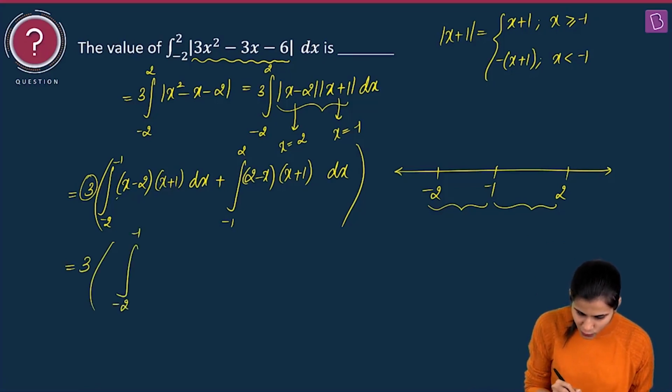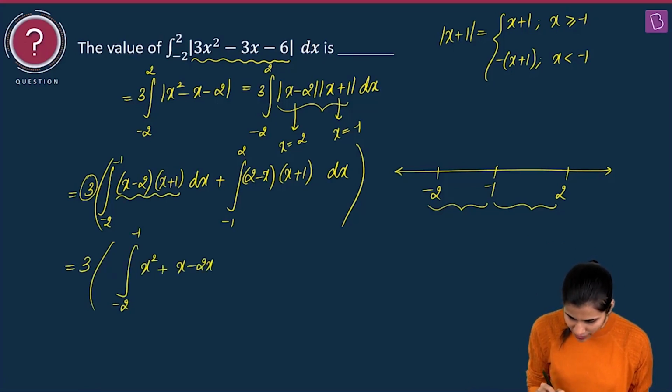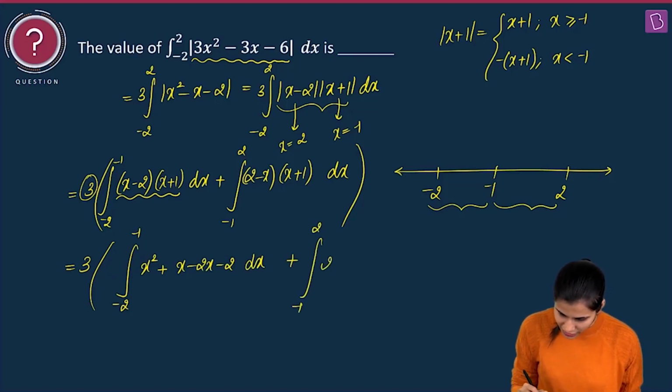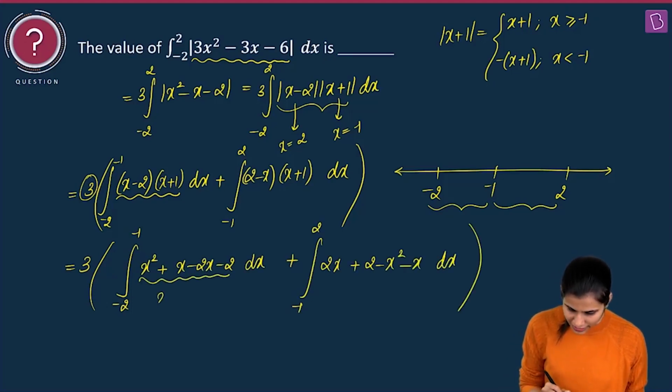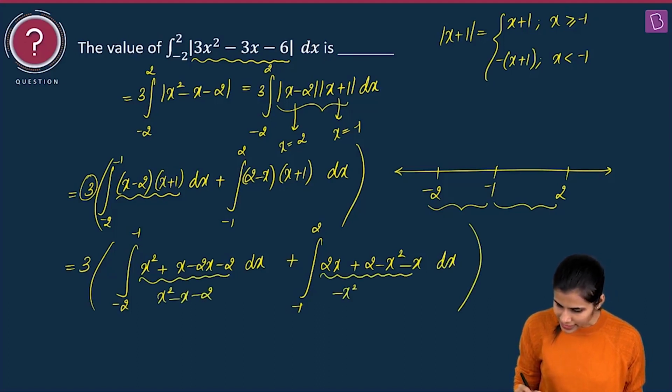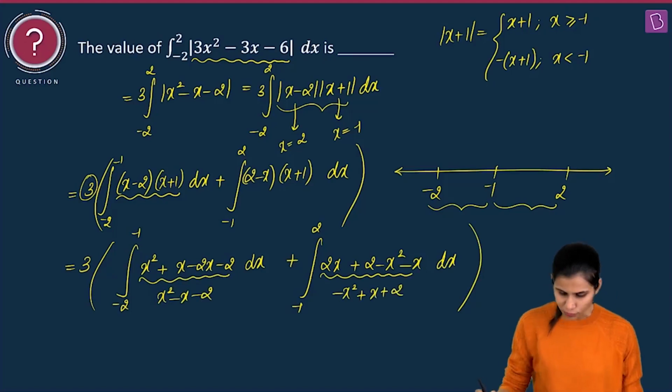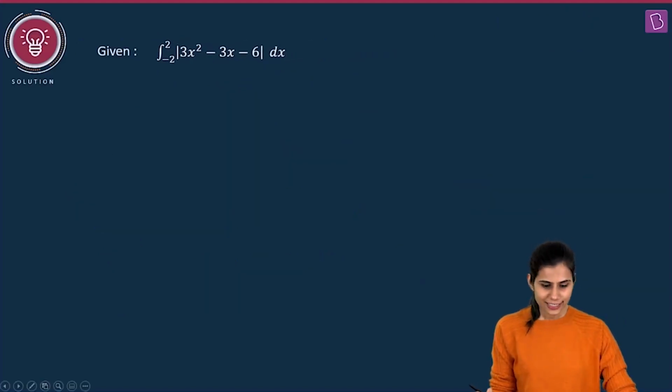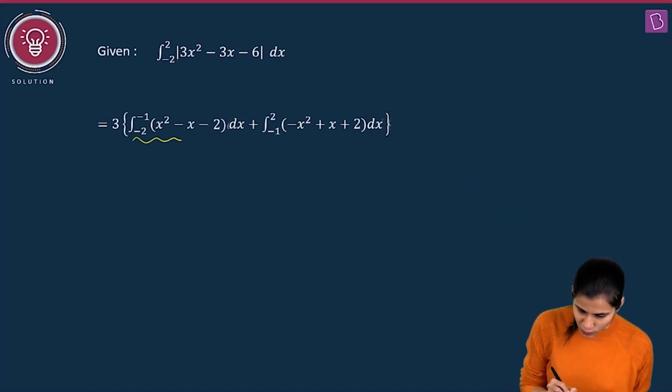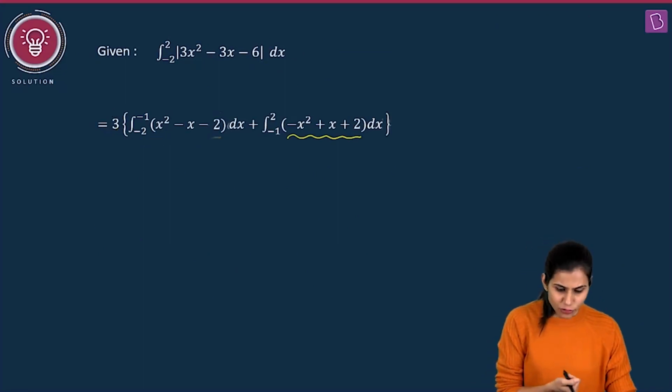This is minus 2 to minus 1. Multiply, what do you get? x square plus x minus 2x minus 2 dx plus integral minus 1 to 2. In here you get 2x plus 2 minus x square minus x dx. So this boils down to what? x square minus x minus 2, and this boils down to what? Minus x square plus x plus 2. Isn't it? Yes. So this is one integral, this is another integral, and outside you have 3 common. Now you know what to do.